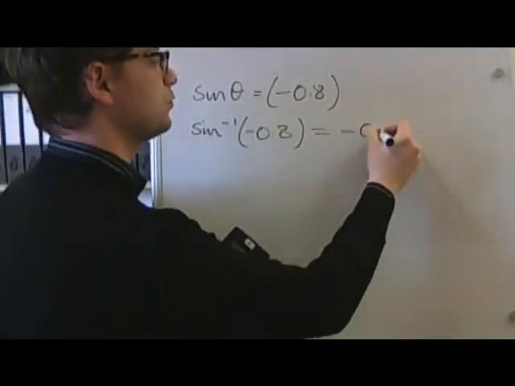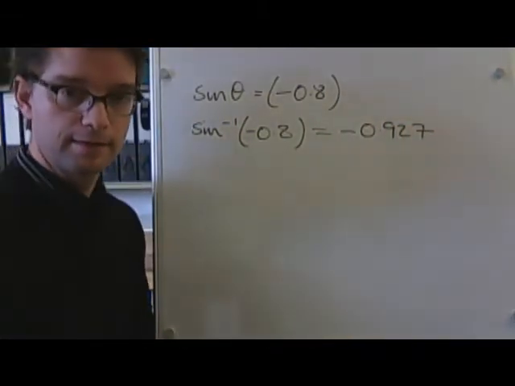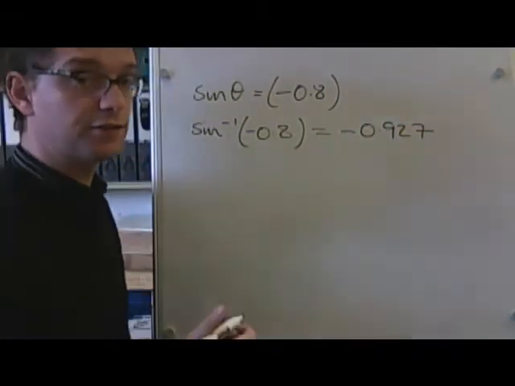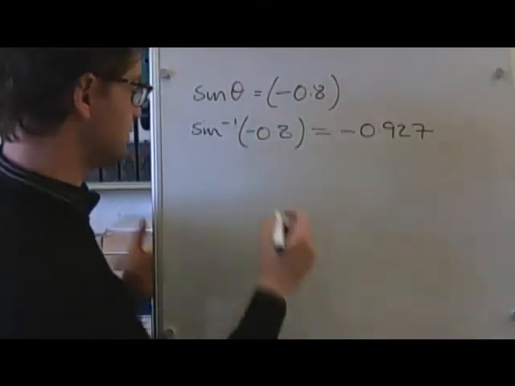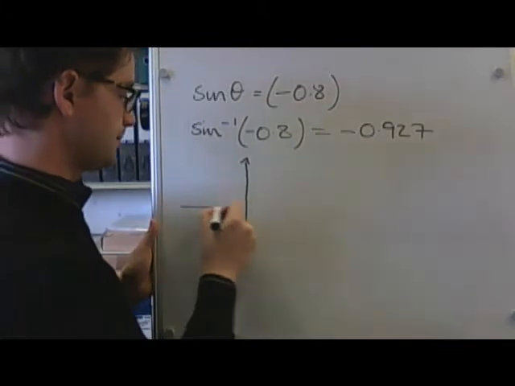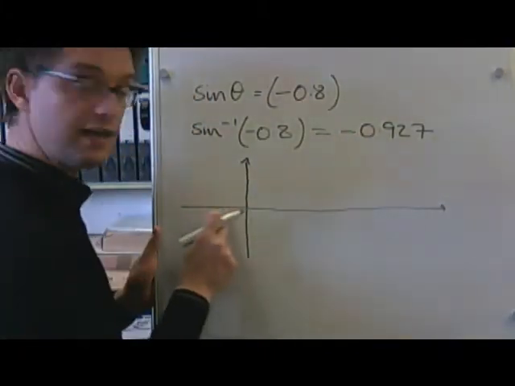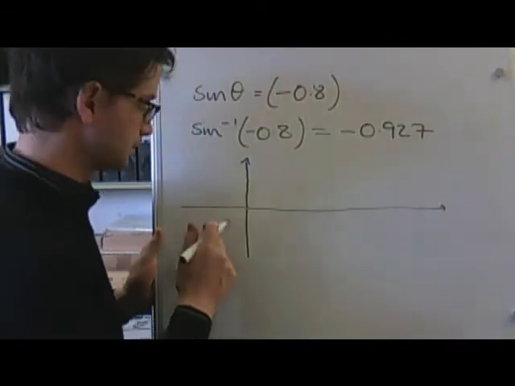So we've got minus 0.927. Now that's slightly different to last time in terms of where our other solutions are going to be and how we're going to use the curve. It's different because this is a negative value, so we're down here on the x-axis somewhere.